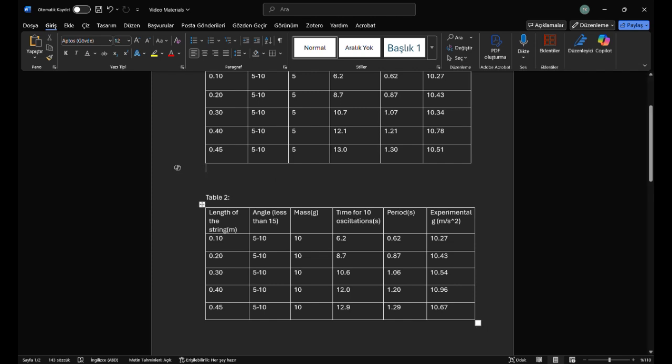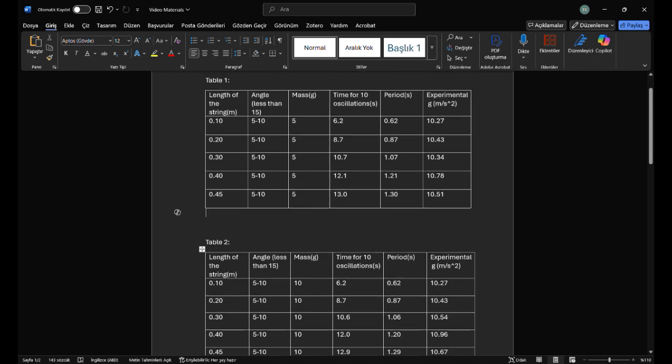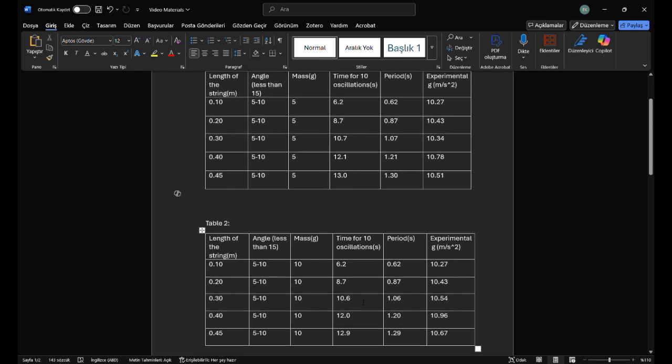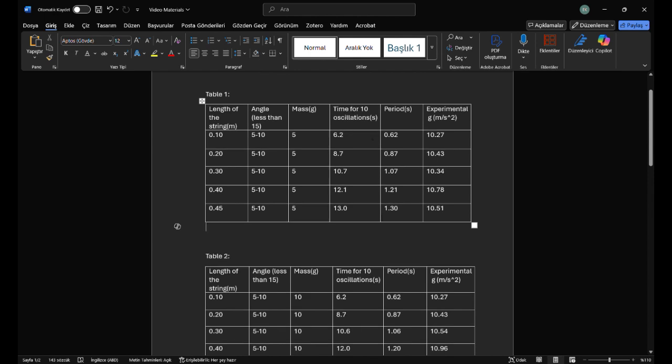Now I'm going to share with you our resulting graphs and tables. First things first, let's see our tables. There are 2 different tables, and the variable that differs between the 2 tables is the mass. Here is the 5 gram mass and here is the 10 gram mass. There are the time for 10 oscillations, the period, and the experimental g we found.